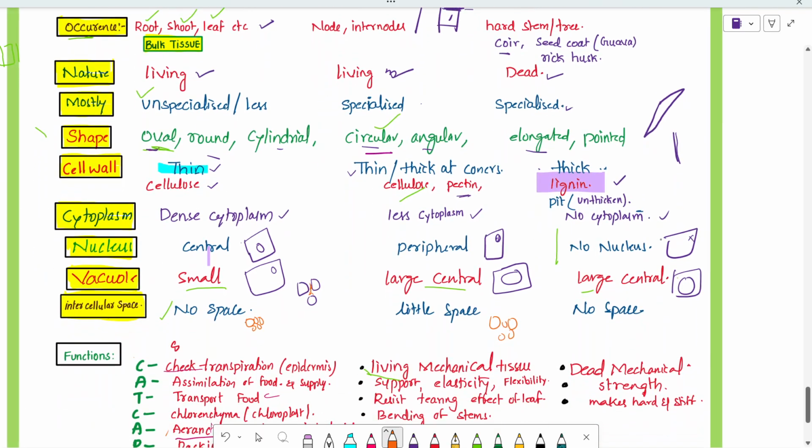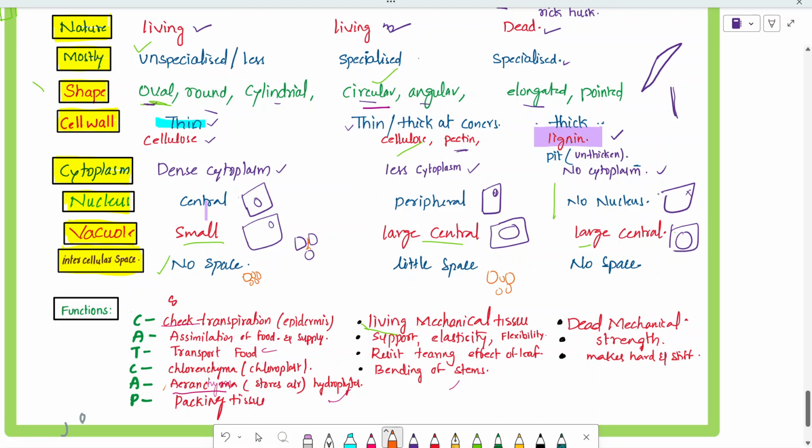Next, coming to the functions. What are the functions you can write? One important function is the transportation of food, and it acts as chlorenchyma. In some cases it is converted into aerenchyma, which helps in the buoyancy of the plant. Next, collenchyma helps in the mechanical support to the plant, whereas the dead mechanical support is given by the sclerenchyma. These are some of the functions.